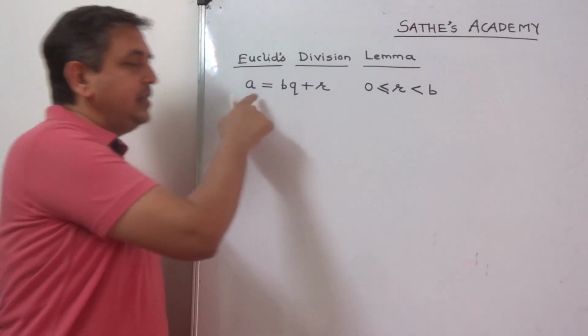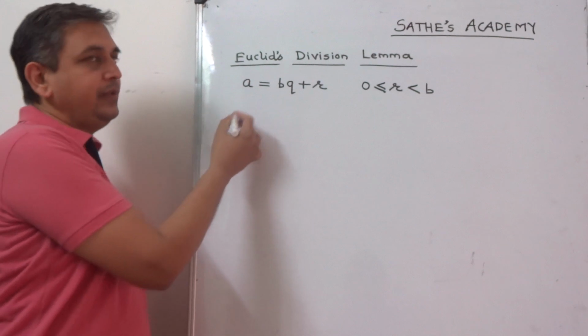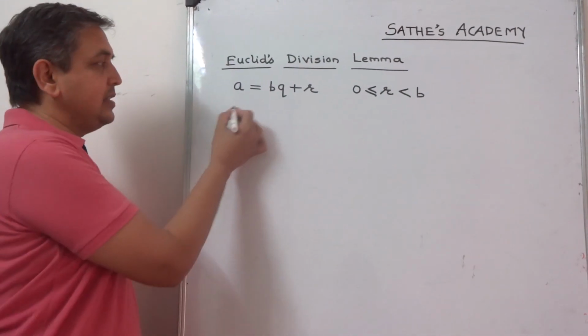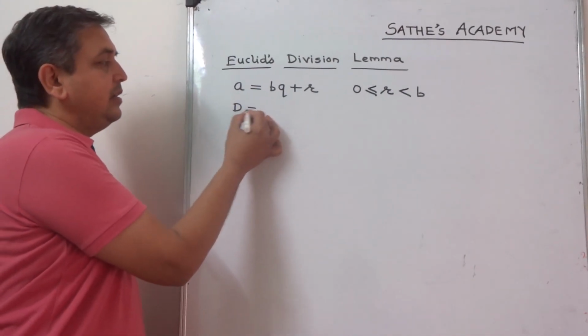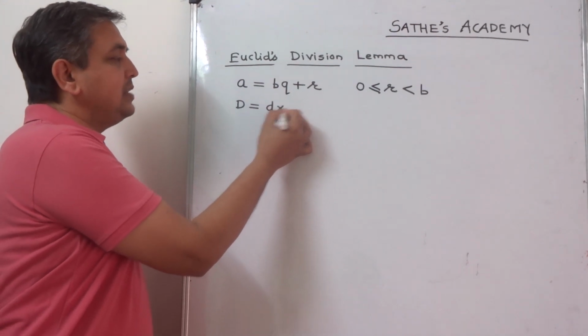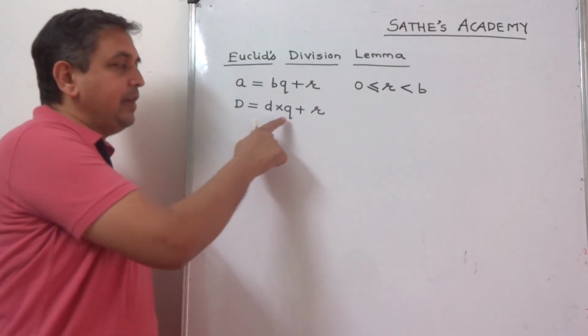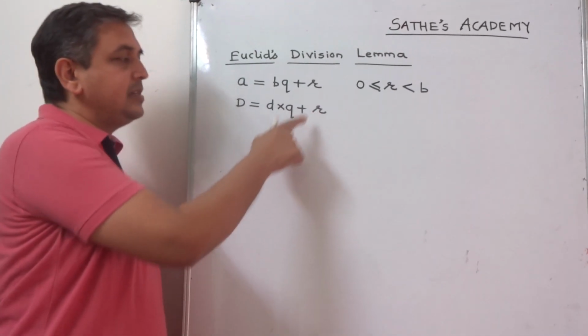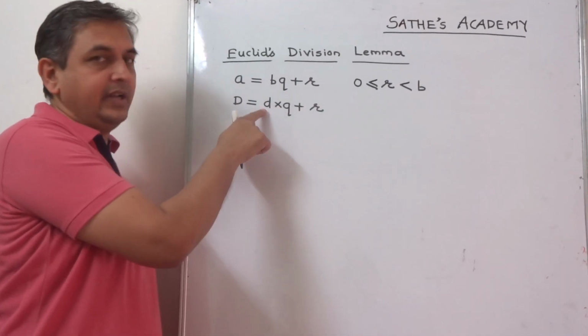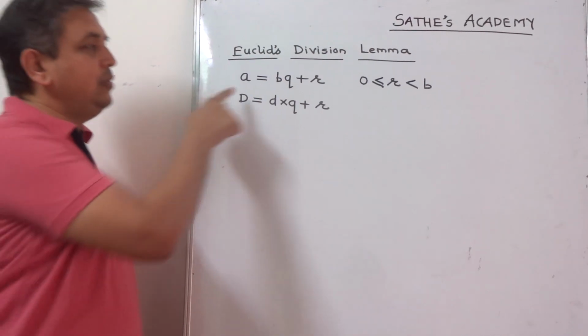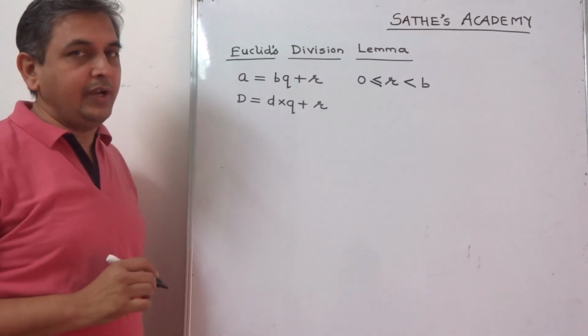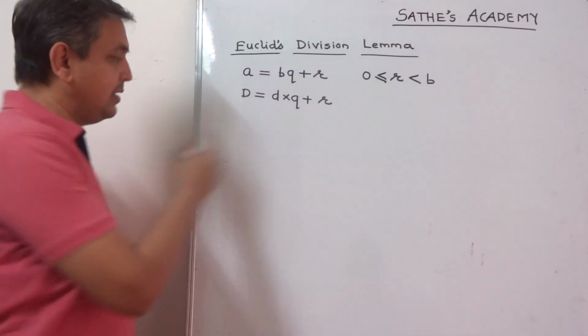Now this equation is like the equation which we have studied in earlier classes, that is dividend is equal to divisor into quotient plus remainder. We can find this quotient and remainder such that remainder is less than the divisor. Now using this lemma, let us try to find HCF of two numbers.